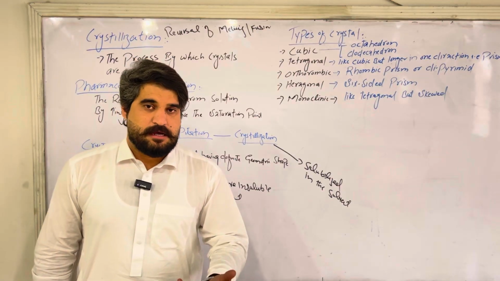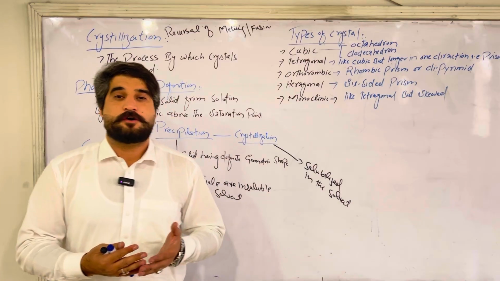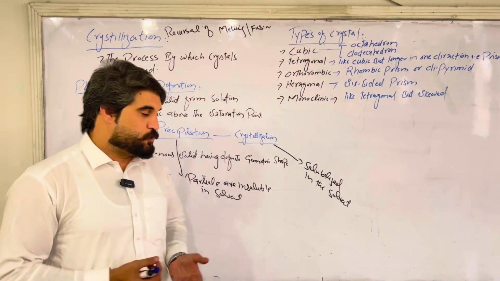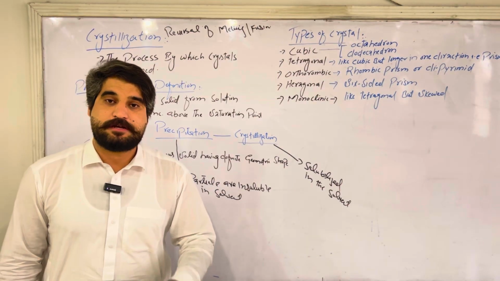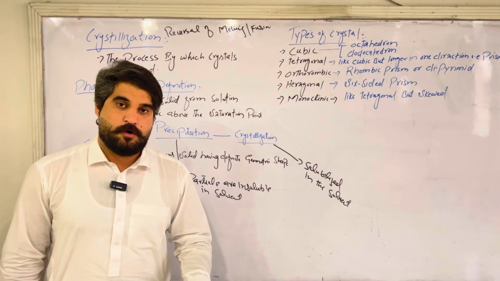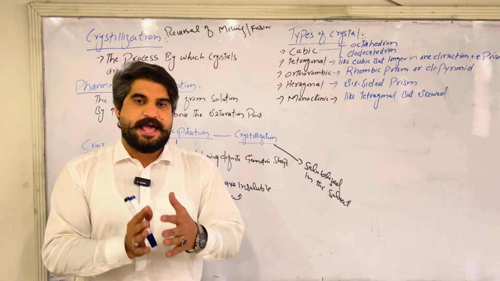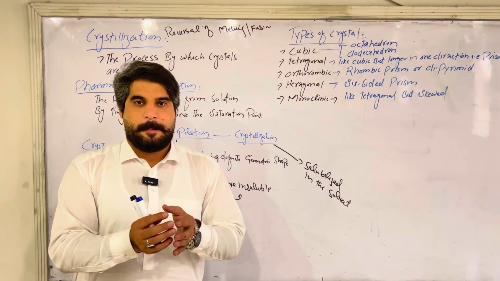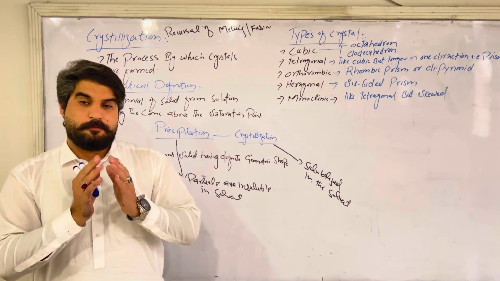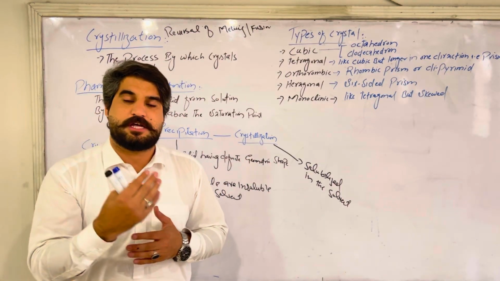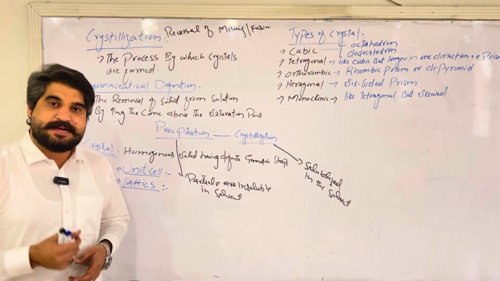After discussing the process of crystallization, now we have to know that what is crystal. So crystal is actually homogeneous solid having definite geometric shape. What does definite geometric shape mean? Any particle having a regular shape. If we break down that particle, it still will maintain its original or geometric shape. Such type of particles is known as crystal.